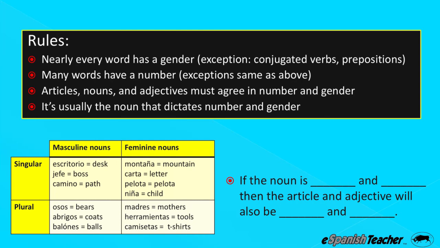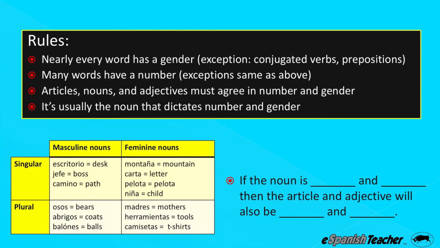If your noun, the noun of your sentence, like if you want to talk about the mountain, how beautiful the mountains look today, the mountain is your noun. And you're saying, hey, that mountain is beautiful. That means you are using a singular feminine noun. And if your noun is singular and feminine, then the article that you use and any adjectives that you use also must be singular and feminine.